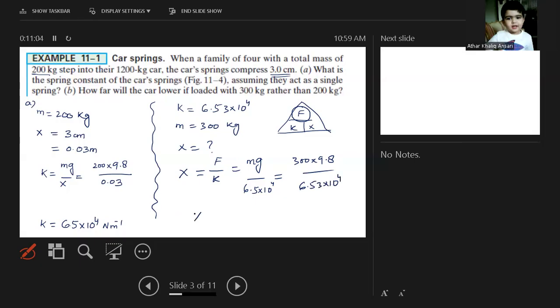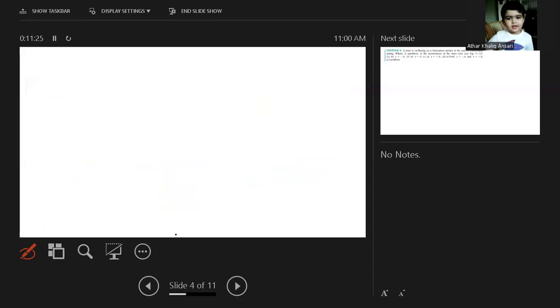So your answer will be approximately 4.5 centimeters, if I'm not wrong. So this will be 4.5 centimeters or 0.045 meter. Okay, this is one example. I can ask you different types of questions related to this, and I'm telling you that most of the questions are related to this.